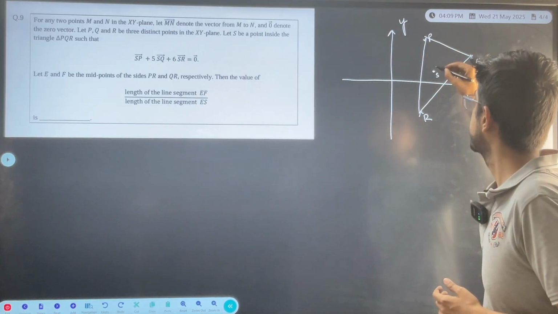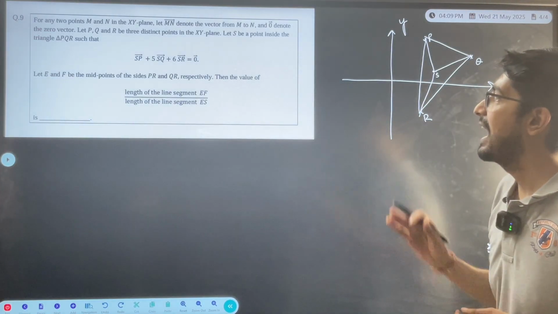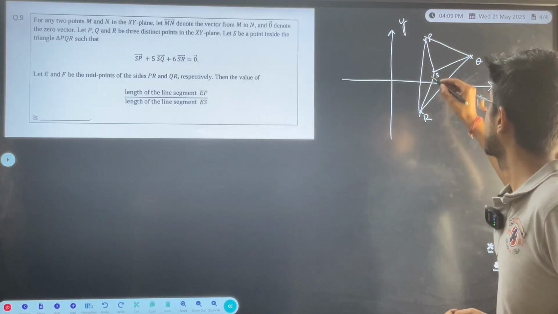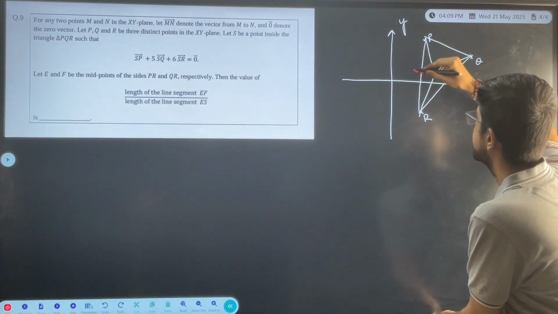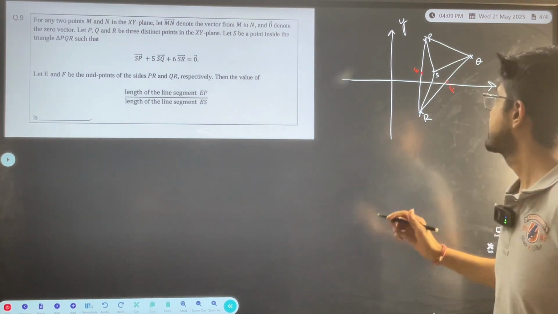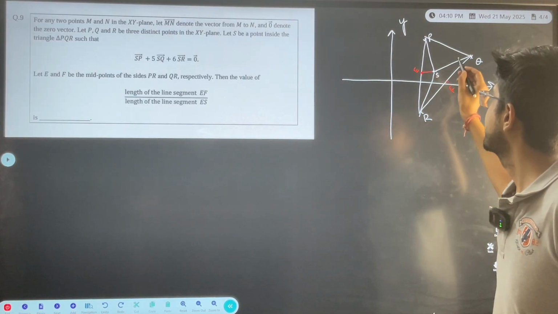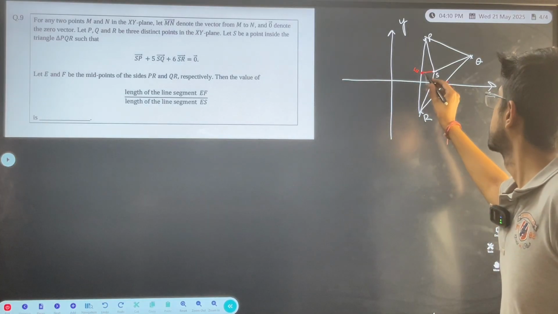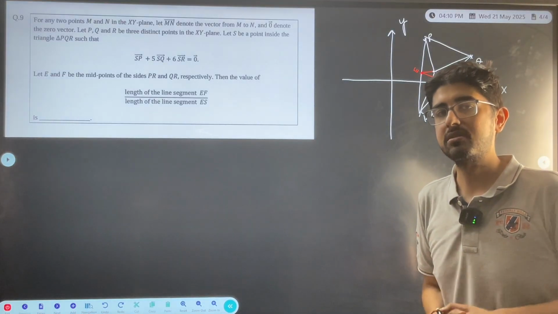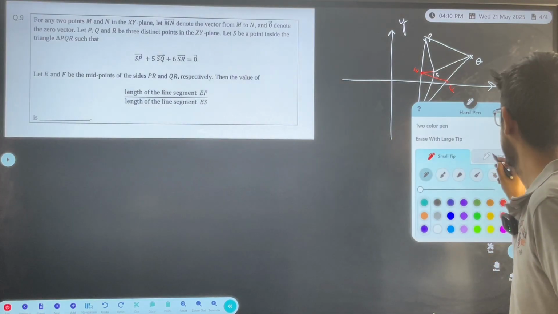They have given a relation between SP, SQ and SR. And they have said that E and F are midpoints of PR and QR. So I will denote this as point E and this as point F. What they are asking us is the length of line segment EF divided by the length of line segment ES. So this is what we have to find. Please take a couple of minutes, try solving this. If you don't get the solution, come back to me for our solution.